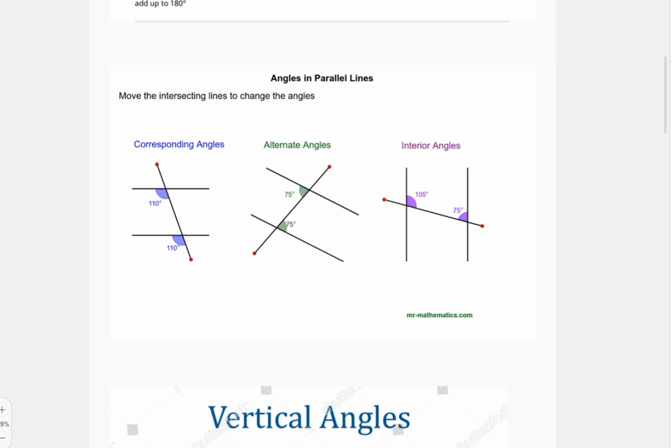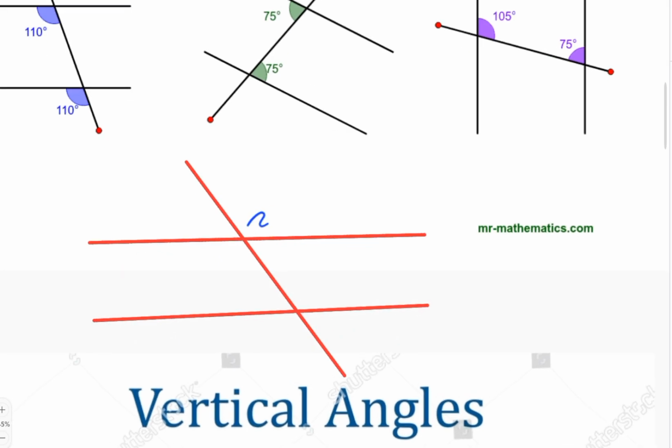Okay, so if I were to draw two parallel lines like this, and then I draw an intersecting line passing through them like this, and I would say that I have got an angle right here, and let's say this angle is 65 degrees, and I want to know how much this angle x would be.